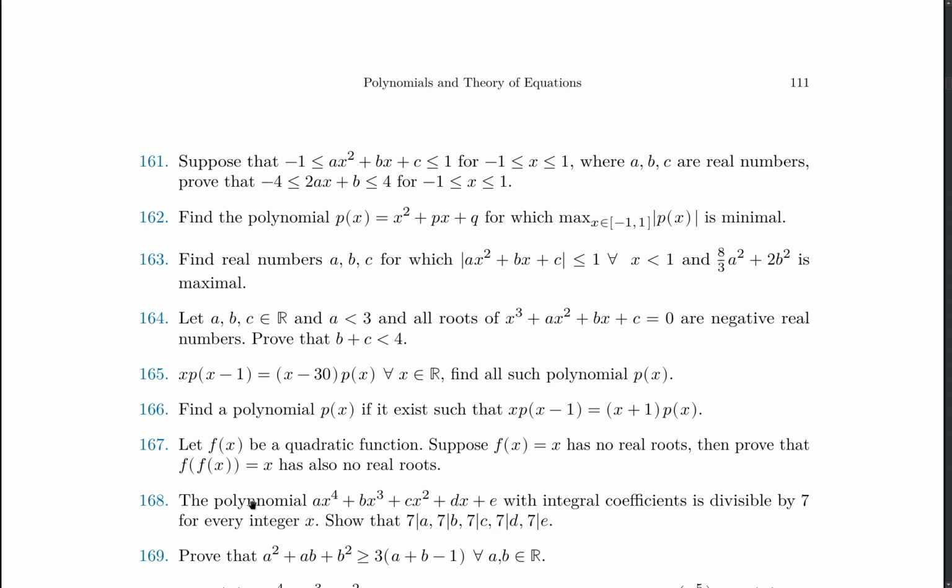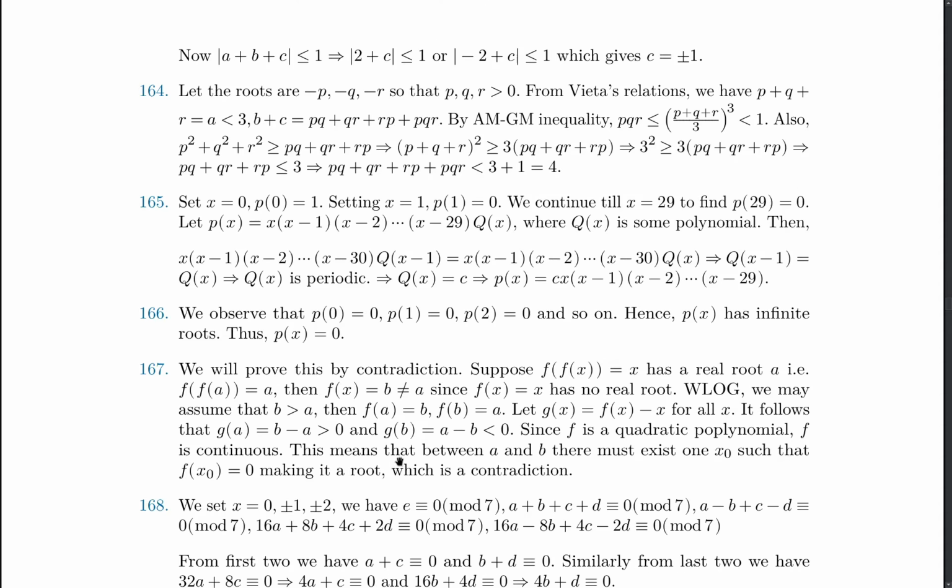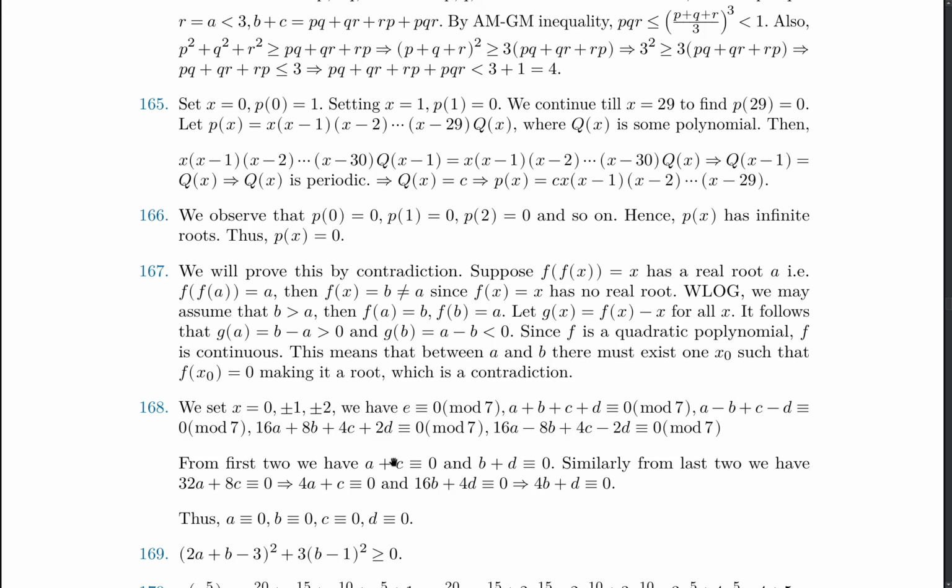Now we solve question number 168. The polynomial a x to the power 4 plus b x cube plus c x square plus d x plus e with integral coefficients is divisible by 7 for every integer x. Show that 7 divides a, b, c, d, e. So what we do is we substitute x is equal to 0, plus minus 1, plus minus 2. So when we substitute 0, e becomes 0, which is divisible by 7.